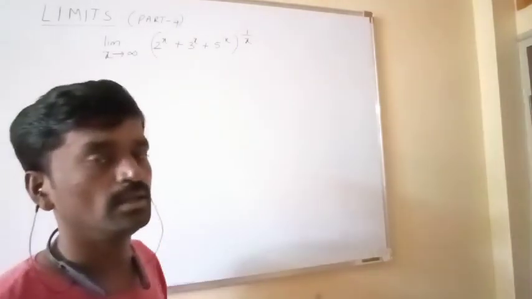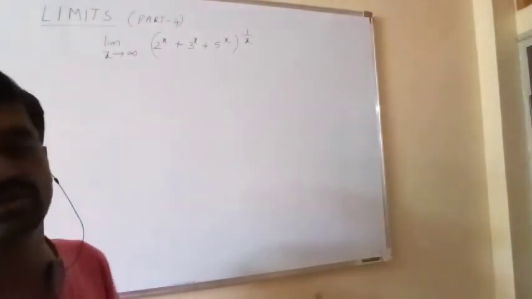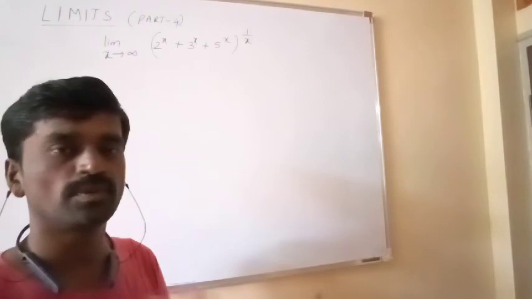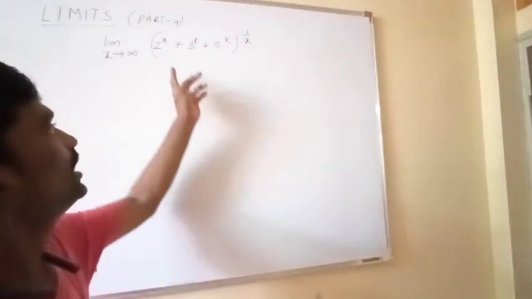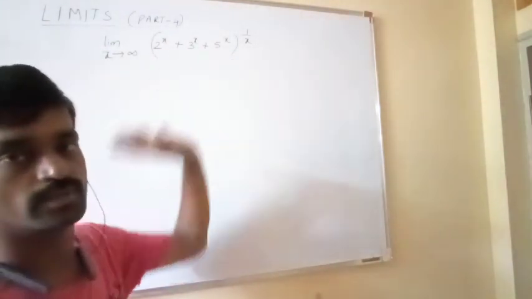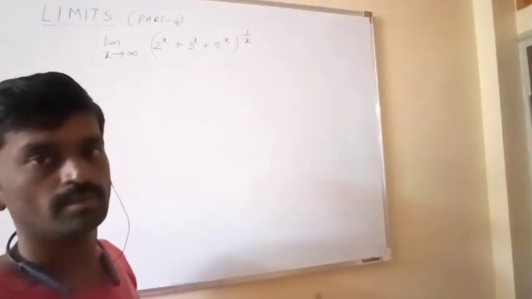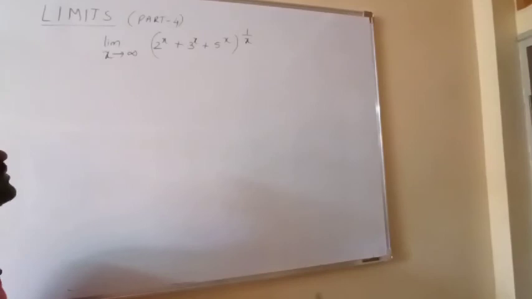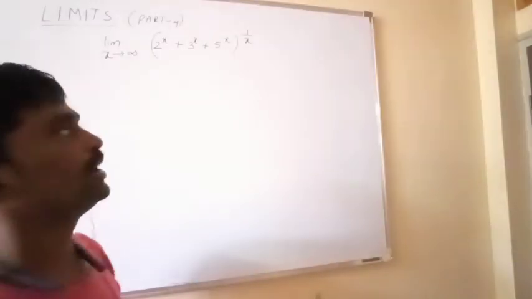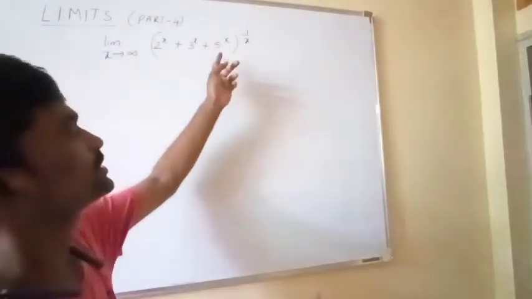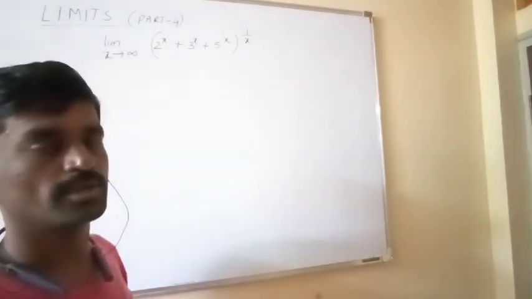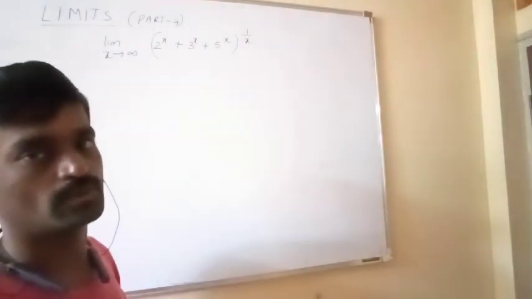E power limit x tends to a, g of x into log f of x. Don't apply that method here, because here f of x is what? Exponential function. So that method does not work. Okay, then how to evaluate this? Same logic, among these three, 2 power x, 3 power x, 5 power x, which is more? 5 power x is more. So multiply and divide with 5 power x.